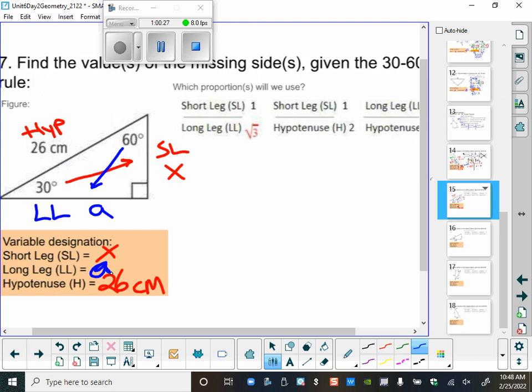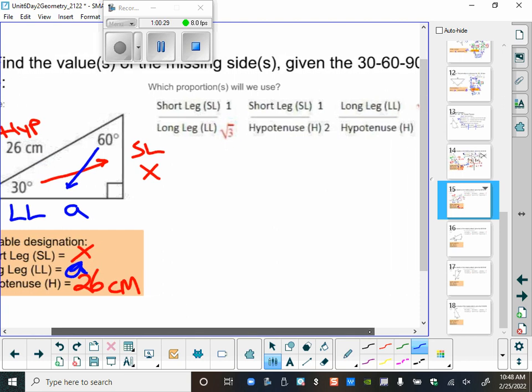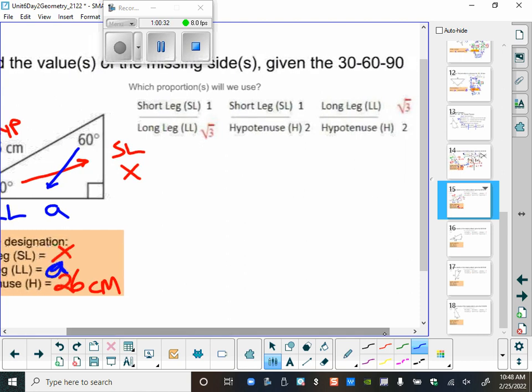All right, now let's figure out what we can and cannot use. So, short leg. What was the short leg? X. Here. Long leg, A. Here. And the hypotenuse is 26. Now, which one do we not want to use?